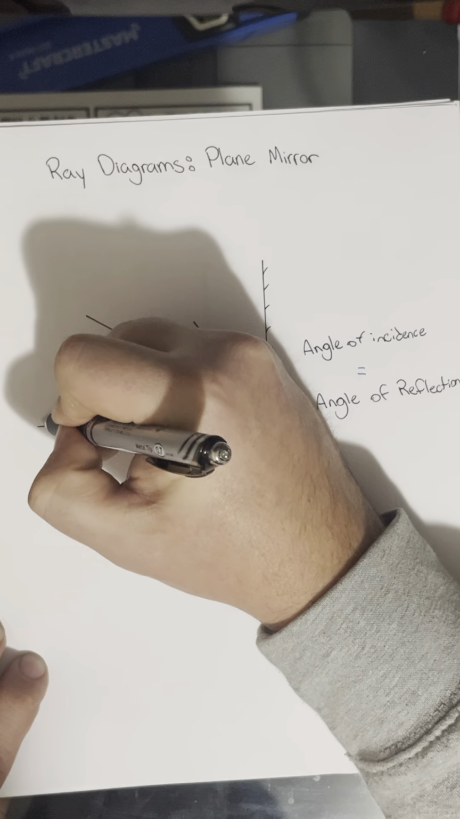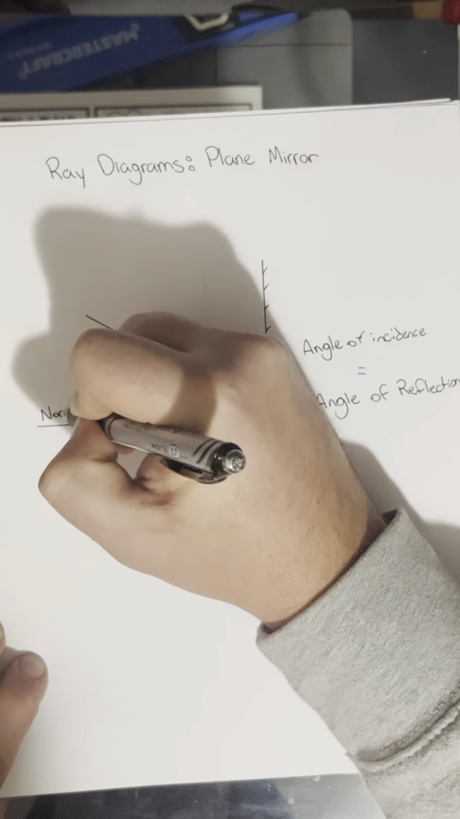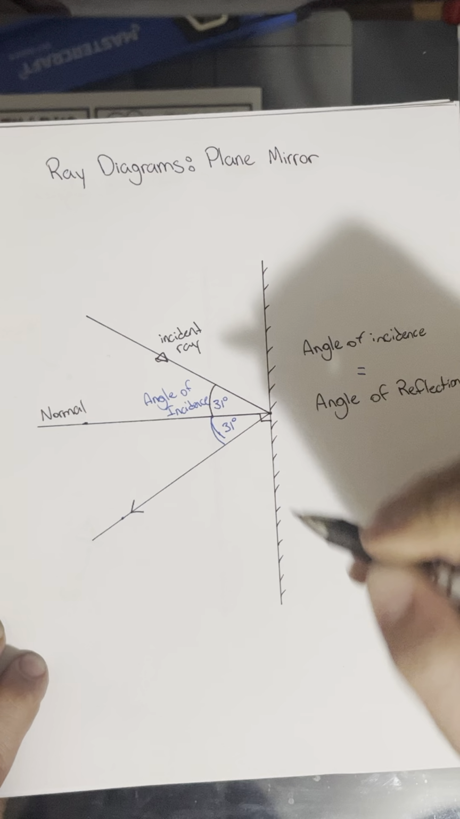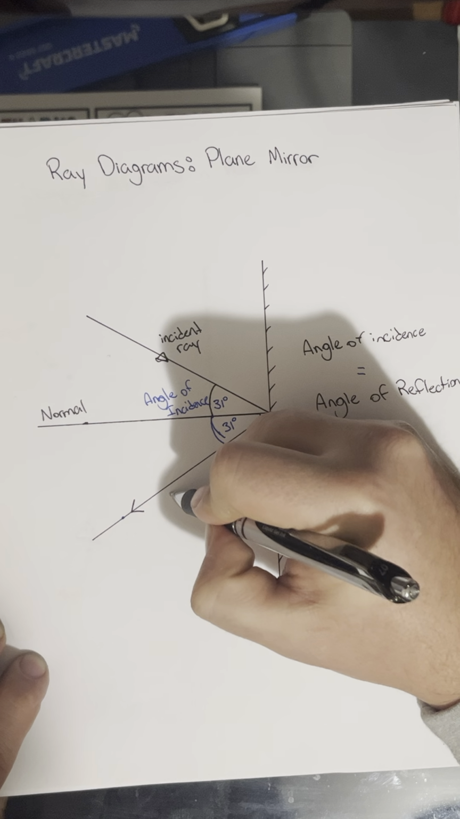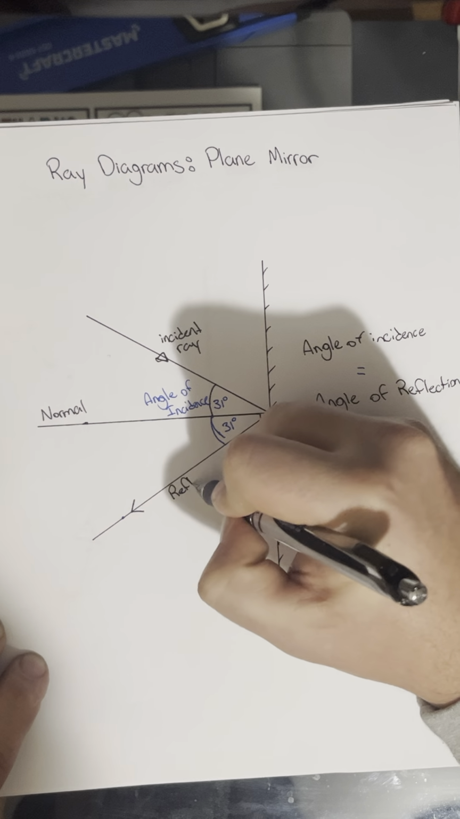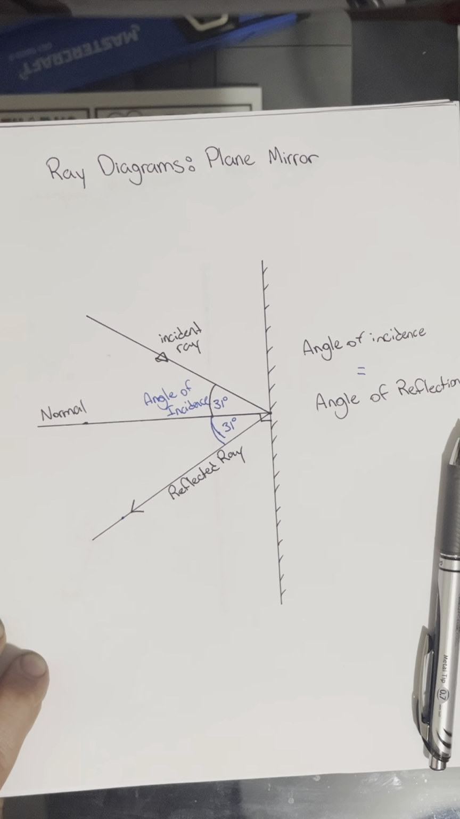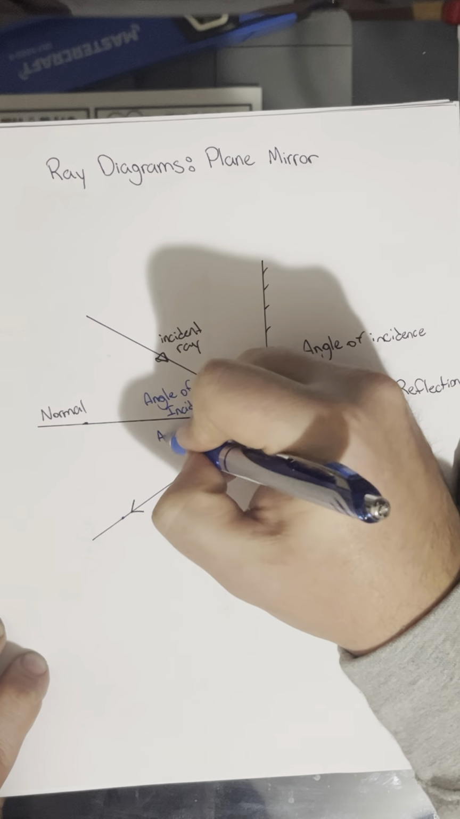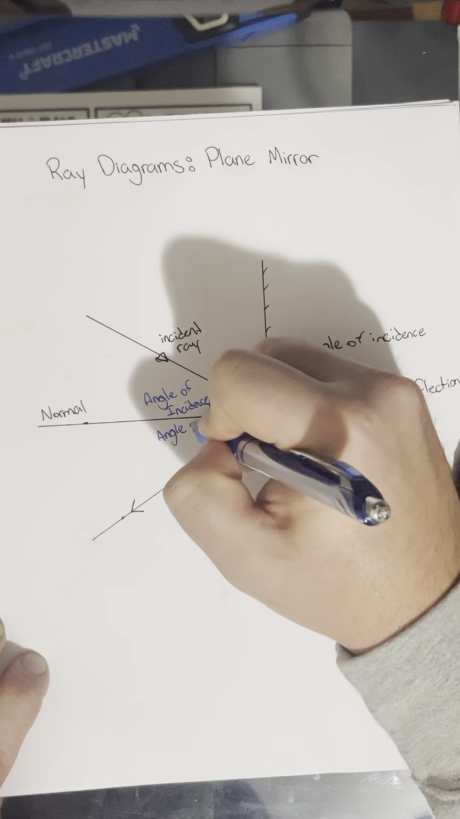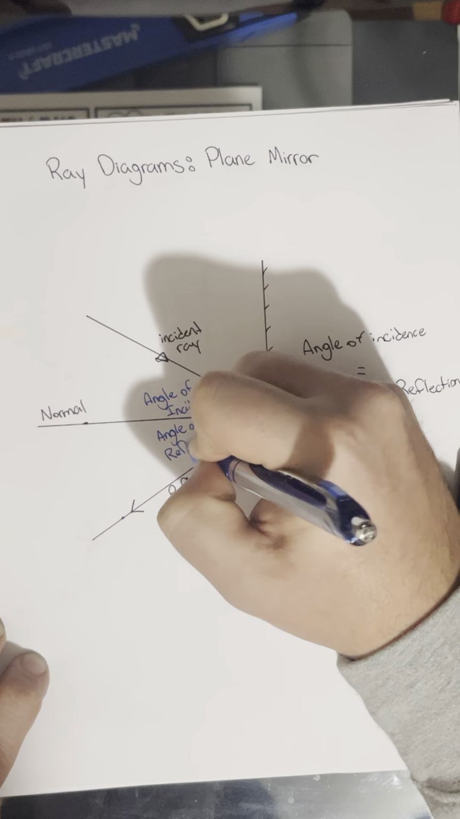Remember that this here, the perpendicular line, is what we call our normal. This here is my reflected ray. And this here in the middle is my angle of reflection.